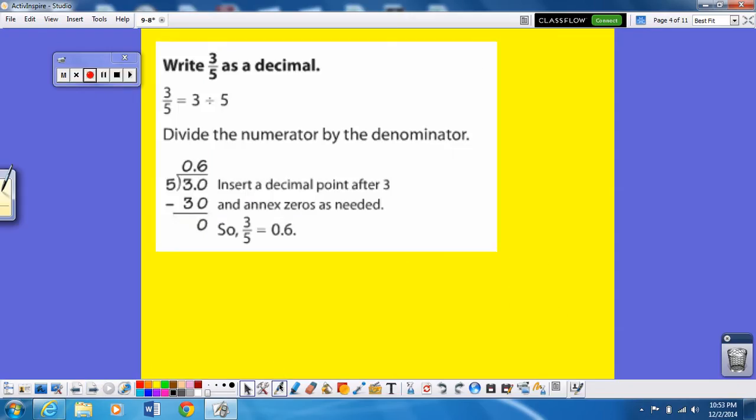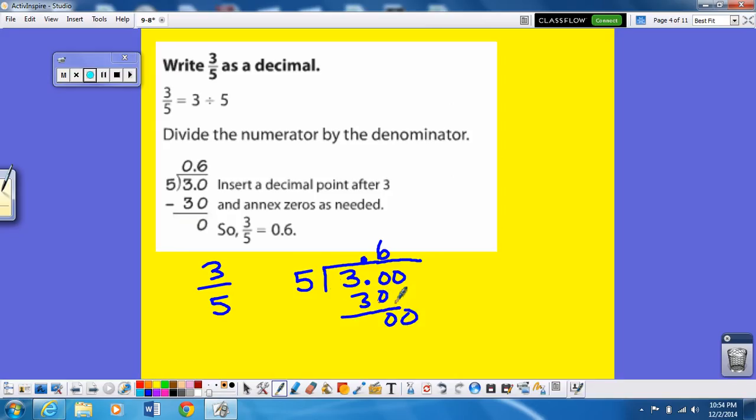Write 3/5 as a decimal. You're dividing 3 divided by 5. Make your house. We have 3 divided by 5. Put your decimal and a couple of zeros. Bring that decimal point up. 5 doesn't go into 3, but 5 goes into 30 6 times. 6 times 5 is 30.